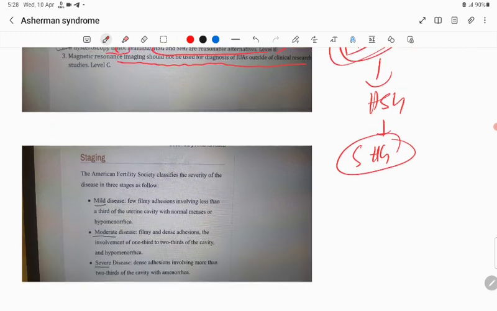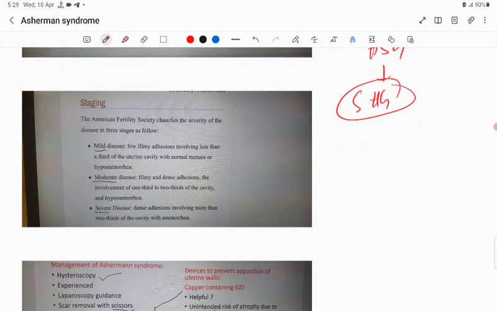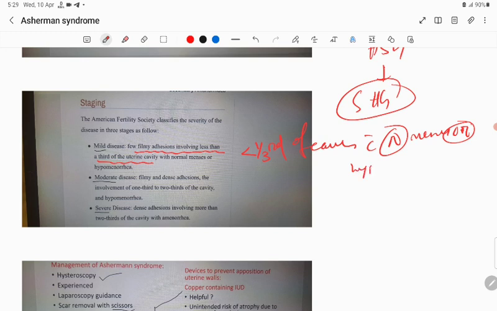Staging: the American Society for Reproductive Medicine classification grades the severity of the disease in 3 stages: mild, moderate, and severe. Few filmy adhesions involving less than a third of the uterine cavity, with normal menses or hypomenorrhea, is mild disease.